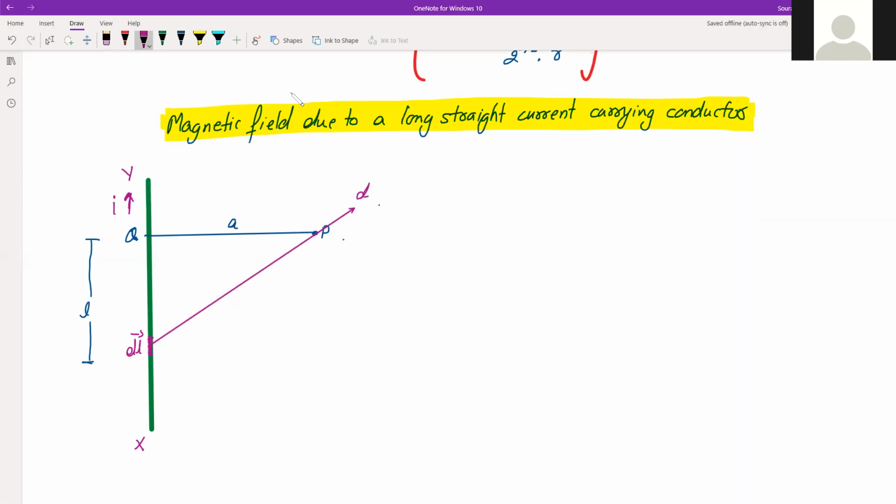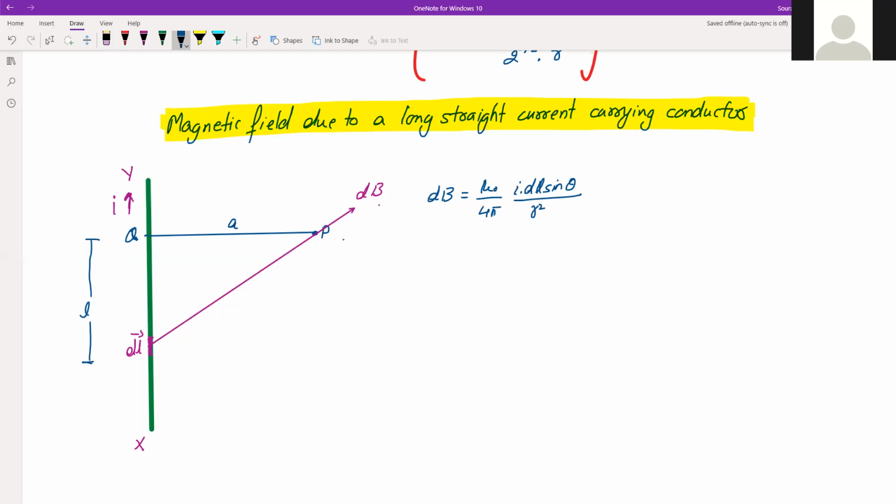So this is the small magnetic field dB due to the current element dl. So what will be the magnitude of this dB? This dB will be given by mu naught by 4 pi I dl sine theta divided by r square. In this expression, what is r square?